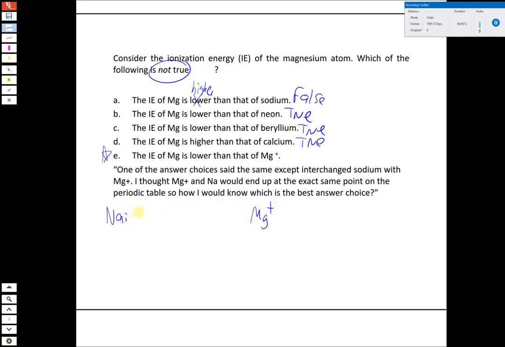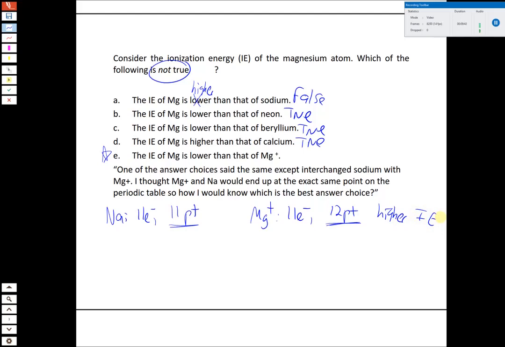So they both have 11 electrons, but sodium has 11 protons also when it's neutral, but magnesium plus would still have 12 protons. So between magnesium plus and sodium, we would expect that this one has 12 protons, this one has 11. This is going to hold on to electrons more tightly. There's a stronger attraction to that valence electron from these 12 protons. So between these two, this one, magnesium plus, should have the higher ionization energy.